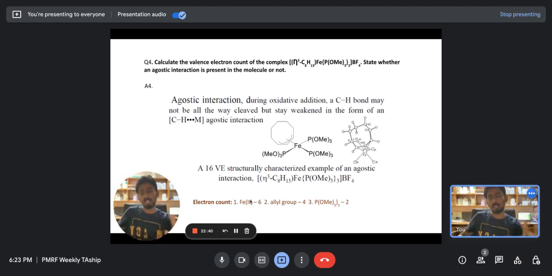So for your hint, I have given a hint for the electron count. This iron 2 is 6 electrons. The allyl group, this is the allyl group, has 4 electrons. And we have the PMe3 groups, and we know that any phosphine group is a 2 electron donor. So that's why this compound has this structure, and it is a 16 electron species. So you see this compound is electronically unsaturated because it is still able to accommodate two more electrons. That is, the 18 electron count is not fulfilled here. So it is electronically unsaturated.